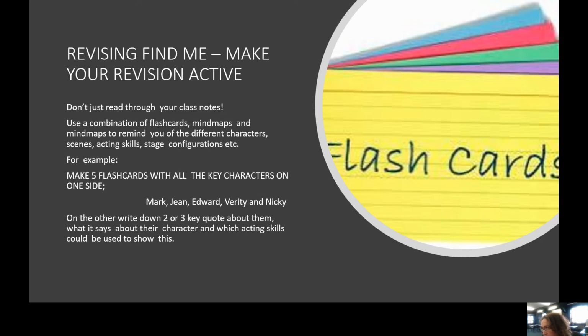So what kind of facial expression, what kind of tone of voice you would use if you were trying to get an actor to portray this part of their character. Okay, so you could do that, as I said, for all the characters, but you could also do it for stage configuration. So you might put theatre in the round on one side and turn it over and put the advantages and disadvantages of theatre in the round.